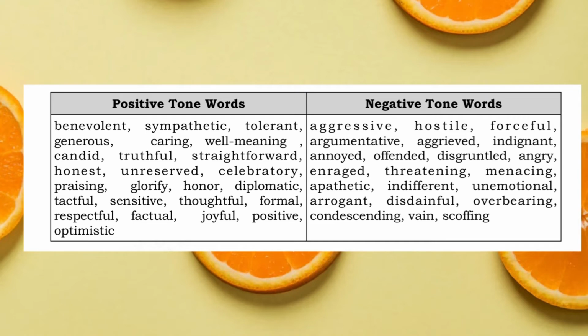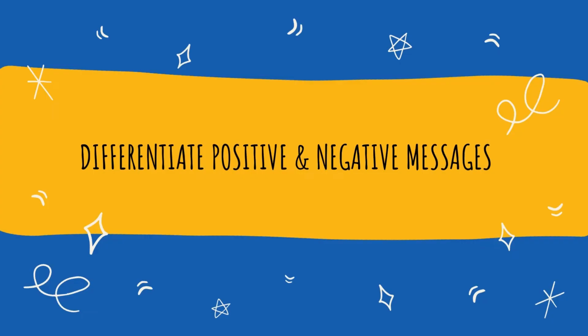Meanwhile, we also have negative tone words such as aggressive, hostile, forceful, argumentative, aggrieved, indignant, annoyed, offended, disgruntled, angry, enraged, threatening, menacing, apathetic, indifferent, unemotional, arrogant, disdainful, overbearing, condescending, vain, scoffing.